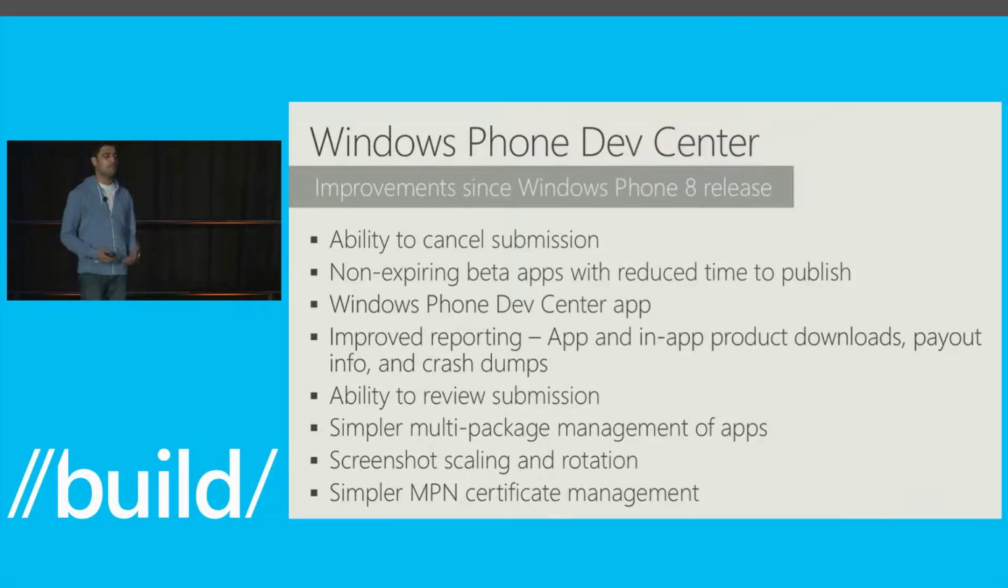Now you can get more data for crash dumps for troubleshooting. You can see more information about payouts. And you also get more information about app downloads. You get demographic information, as well as which MO and OEM a particular report data came from.